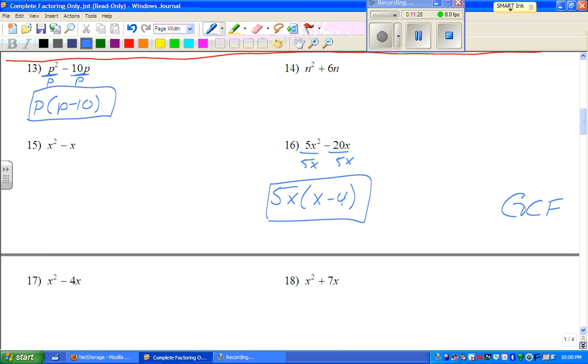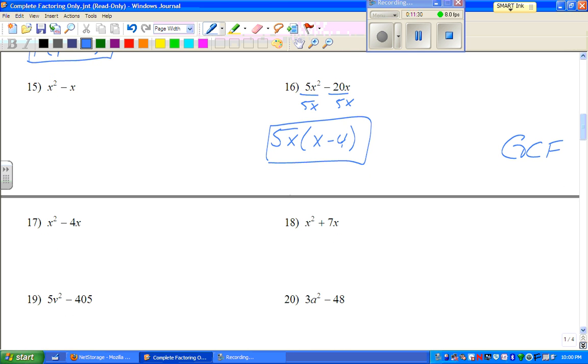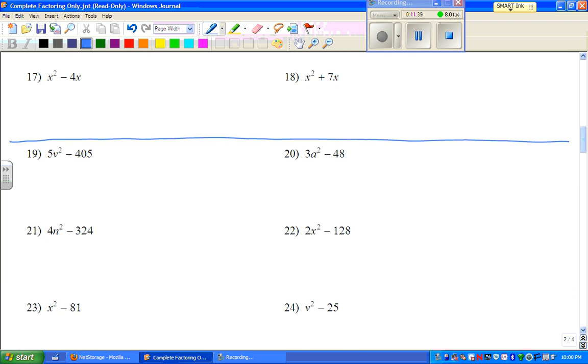Okay, so 13 through 18, so turn it over. Those are all GCFs.